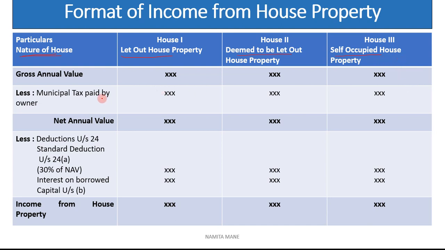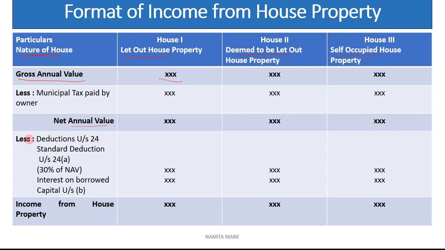Now first of all, in each type of house, whether it is let out house property, deemed to be let out house property, or self occupied house property, you have to calculate gross annual value. After you find the gross annual value, you have to deduct the municipal tax paid by the owner. After you deduct that value, you will get net annual value. After you get the net annual value, there are some standard deductions under section 24.